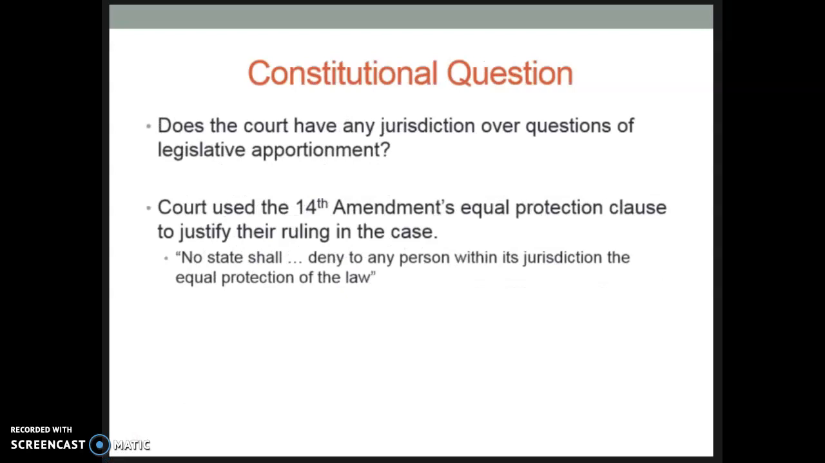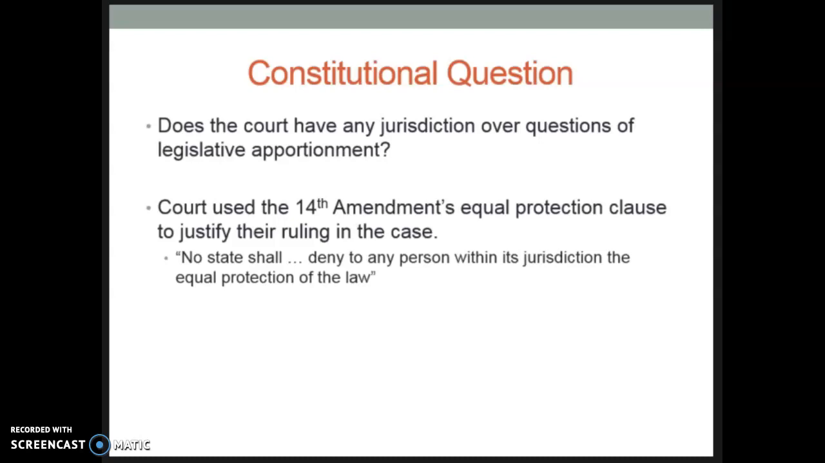So the constitutional question is, does the court have any jurisdiction over questions of legislative apportionment? That just means, can a federal court tell a state that the way they redrew their federal congressional districts was right or not? Or does that have to be done at the state level?